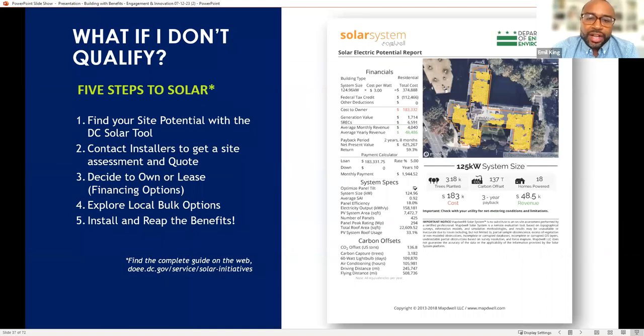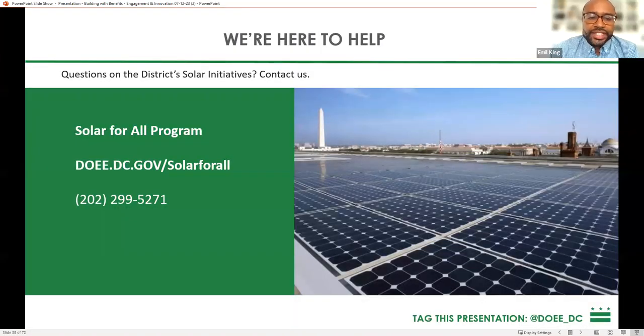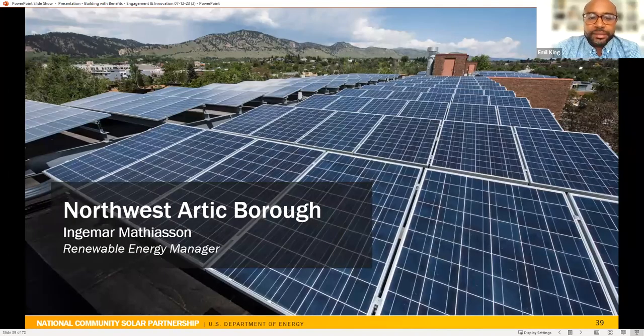What if you don't qualify? Well, we have a solar tool online that allows market rate property owners to check out the benefits of solar and see what their potential on their roof is. And then we can also provide guidance on identifying vendors for that as well. So next, please. That is it for me, and we'll take questions at the end. Appreciate it. So passing it along to Ingemar.